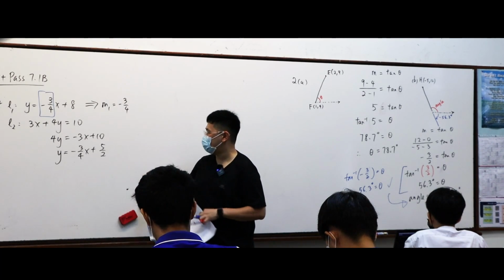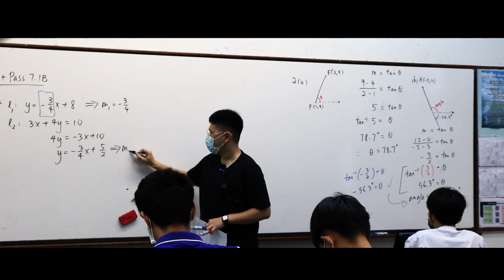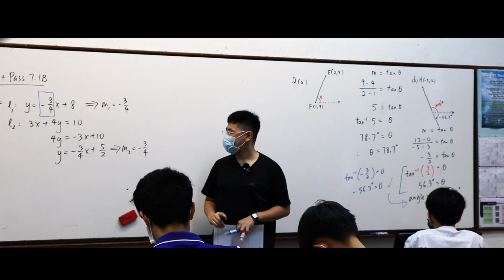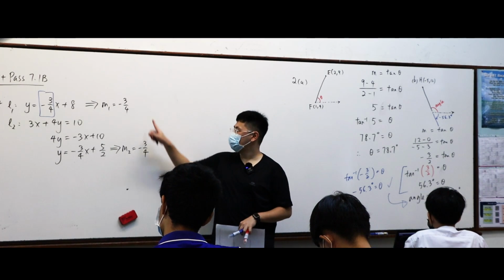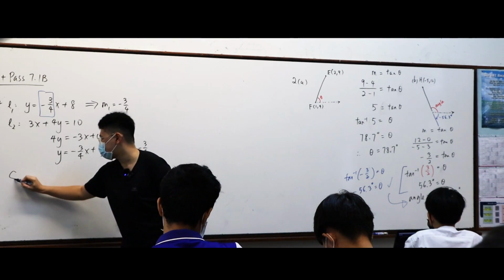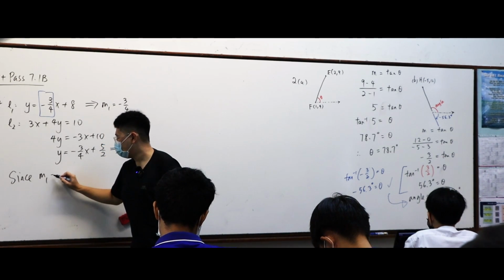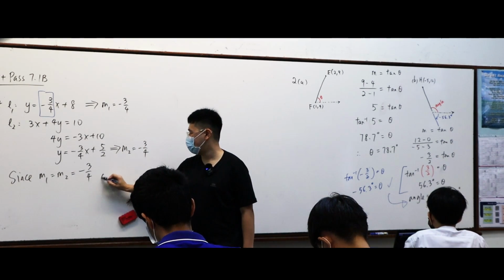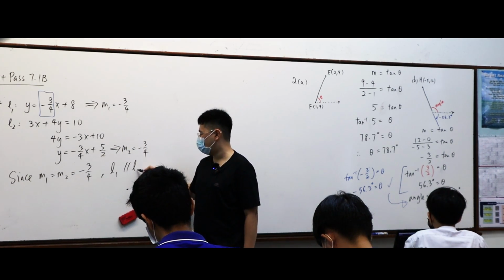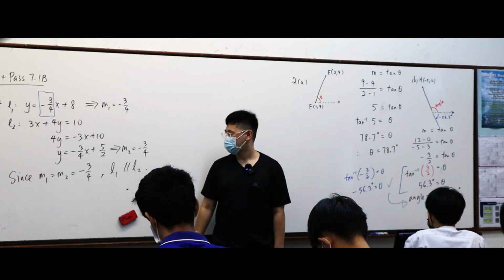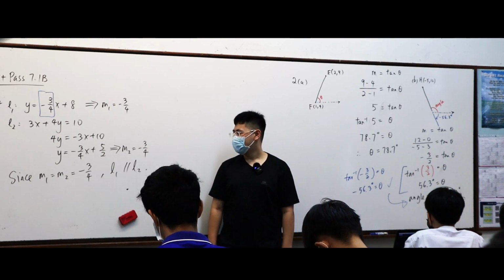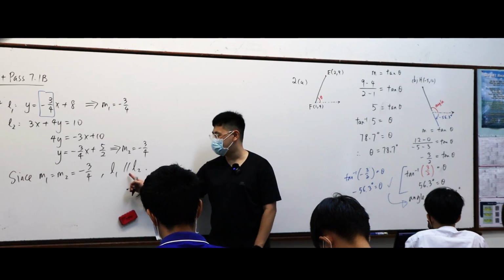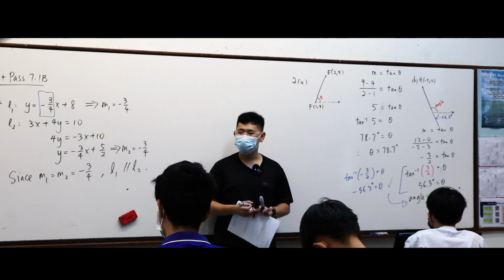So what is the gradient over here? Second gradient, negative 3 over 4. So why are they parallel? Two gradients are the same. So since m1 equals m2 equals negative 3 over 4, the line L1 is parallel to L2. Or you can say that the two lines are parallel, also can. It's just that I'm lazy, so I use symbols.